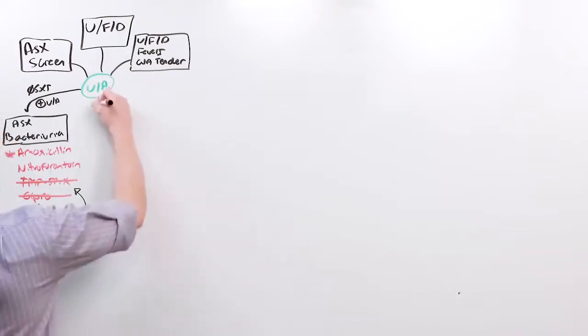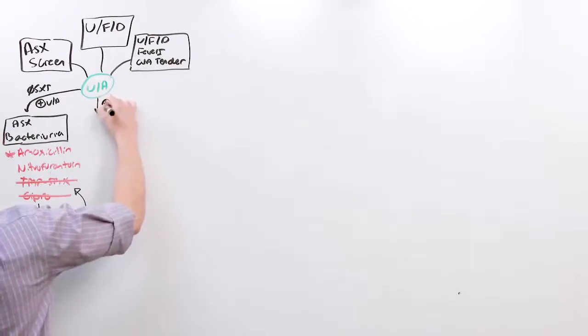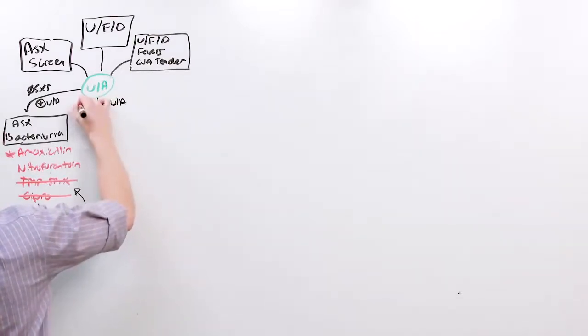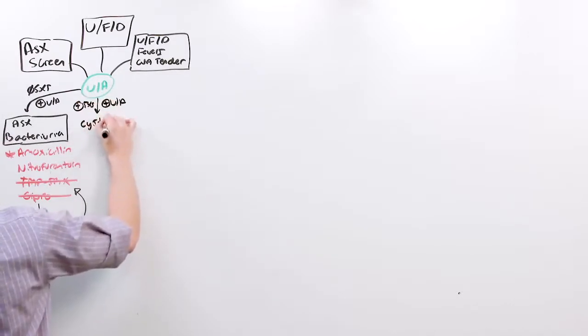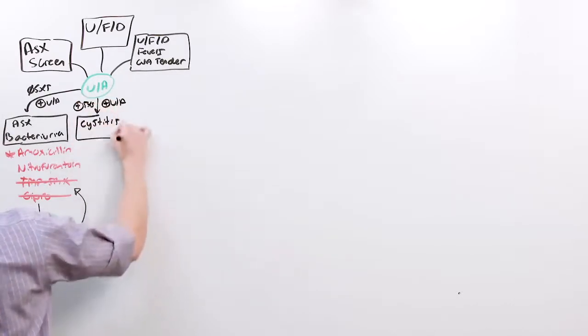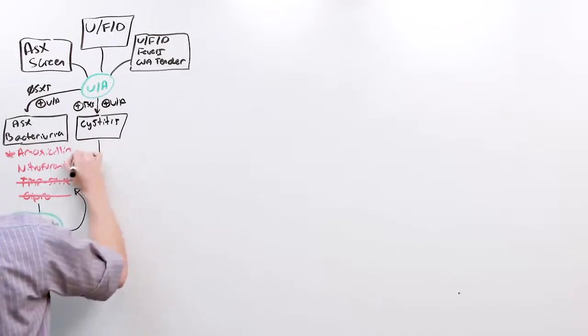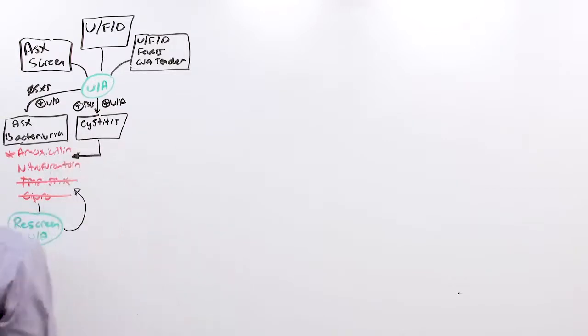Now, if the urinalysis shows you that there is a UTI, that's a positive UA, and you have urgency, frequency, dysuria, you've got cystitis. Cystitis is a common, regular old UTI, and you're going to treat it the same way as asymptomatic bacteriuria.